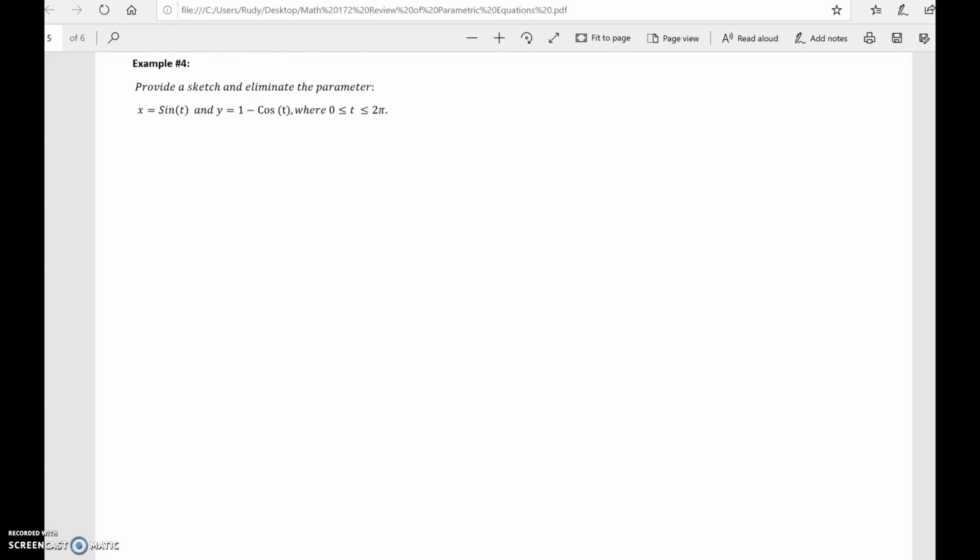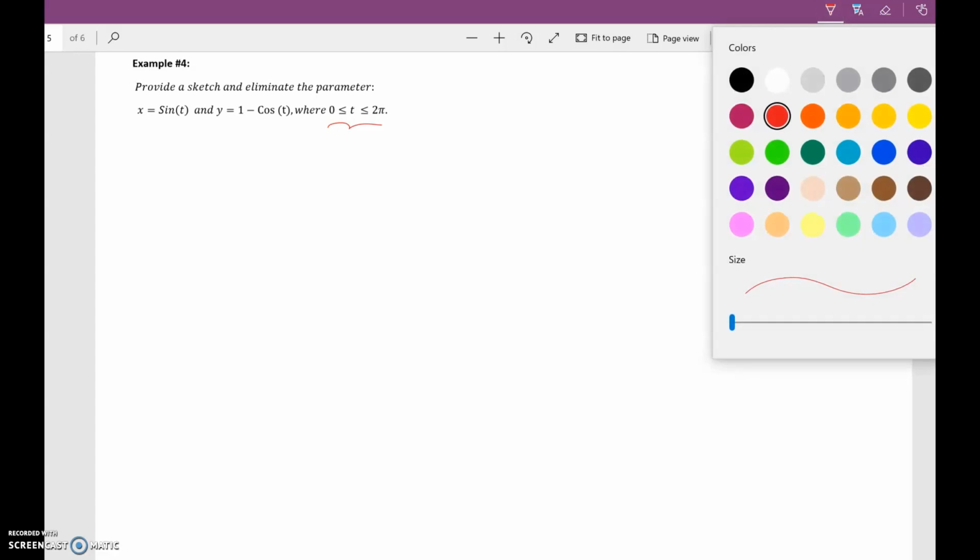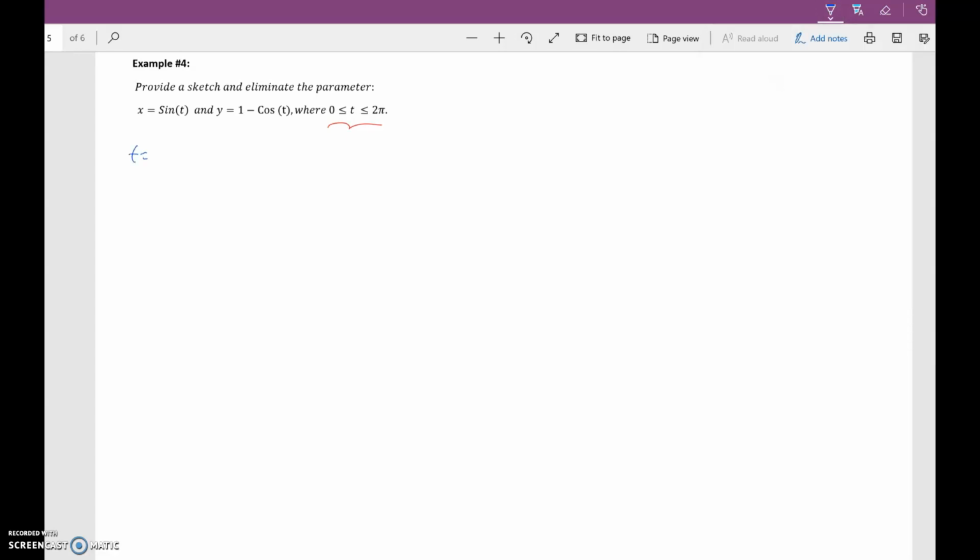Hi class, let's take a look at example 4. We technically have a parametric equation that's within one period of each of those two functions. Let me start with 0 on this one. So we're looking at t is equal to, let me do the table.